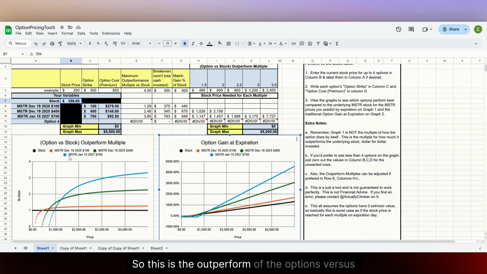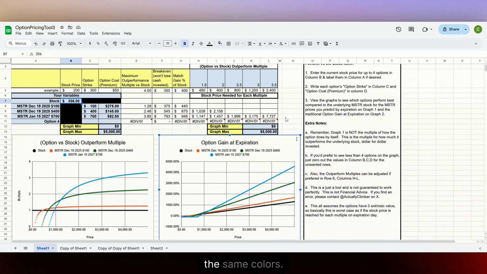So this is the outperform of the options versus the stock, which is kind of the whole point of an option anyway, to outperform the return of the stock. Otherwise, there's no point in that leverage risk. So you get to see the crossover point for different multiples here, and it's asymptotic. It's going to level out at some point. This graph on the right is more of the standard way of thinking about all of this.